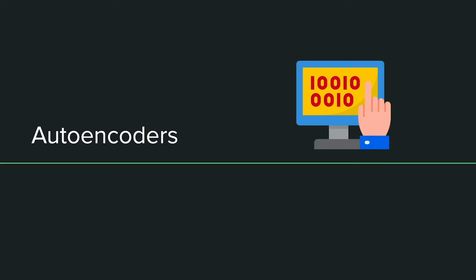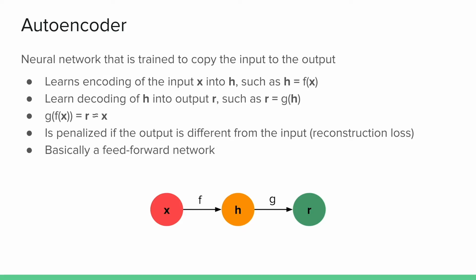Now to today's topic, autoencoders. A neural network that we train to copy the input to the output is what we call an autoencoder. Sounds a bit odd to start with.